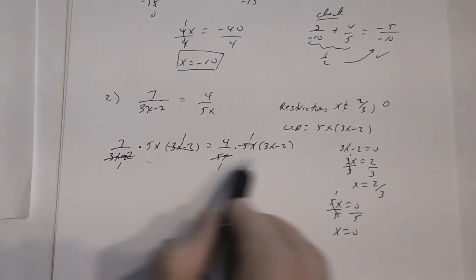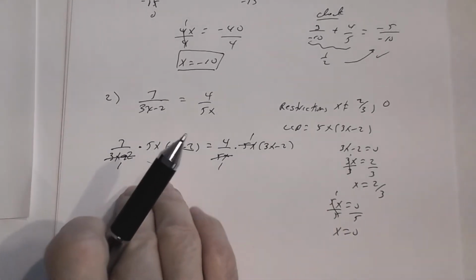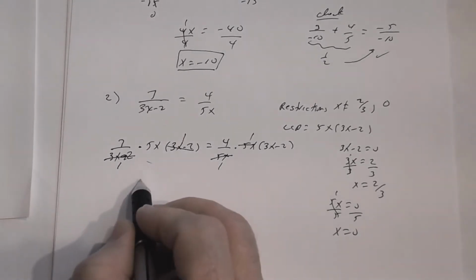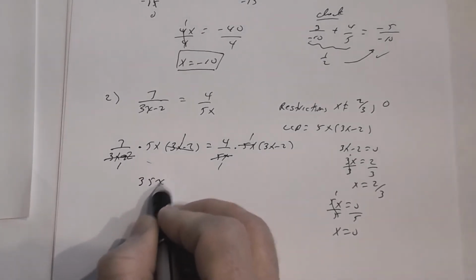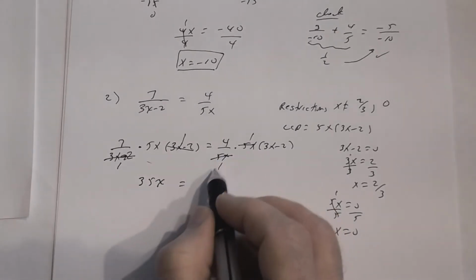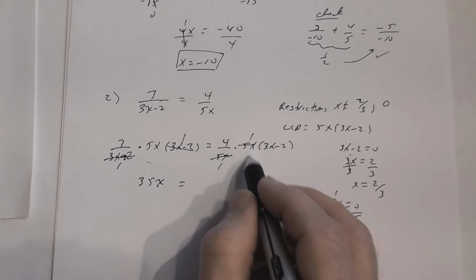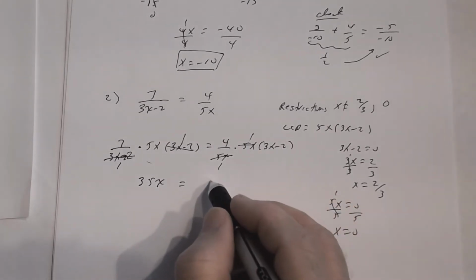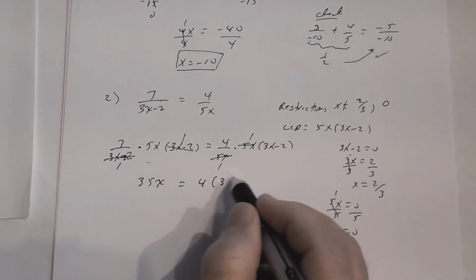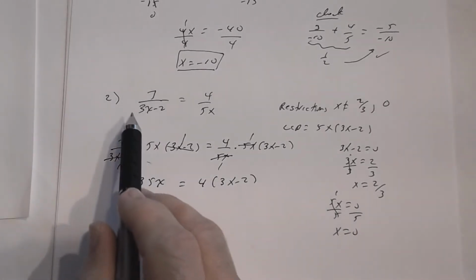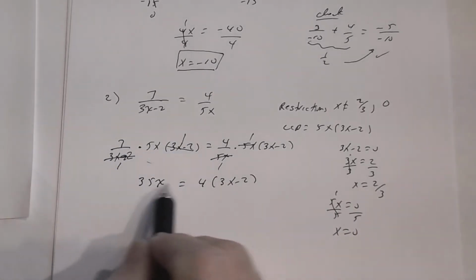Now, you've got to be careful on this side, though. On this side, it's pretty easy. You have 7 times 5x times 1, which is 35x. On this side, let's just write it out first, you have 4 times 1 times this in parentheses. So to be on the safe side, I'm just going to rewrite it like this, because that's what I have. Okay? Now notice, I went from a rational equation to a linear equation.